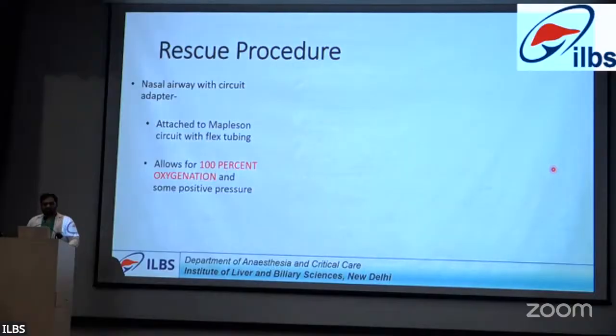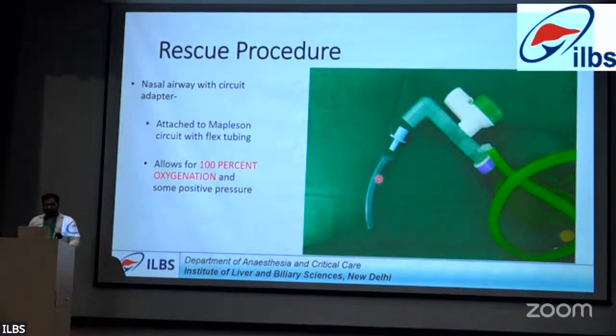So in case the high flow cannula is not available, there is a modification for it where we use the nasopharyngeal airway with an ET tube connector connected to a Mapleson circuit. Now, what is the advantage of it? Because the Mapleson C circuit has the reservoir, it can give 100% oxygen for the patient and allow some positive airway pressure in the patient who is having some spontaneous efforts.